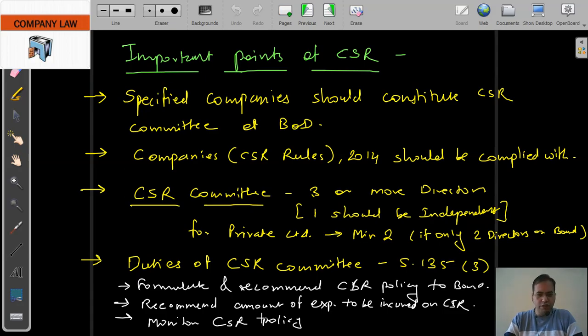Duties are given to the CSR committee: formulate and recommend CSR policy to the board, recommend the amount of expenditure to be incurred on CSR, and monitor the CSR policy from time to time.